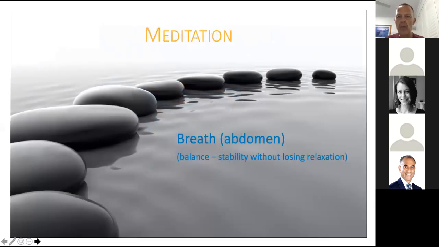So again, we'll begin with a meditation. So we'll go back to the practice we did in the last session. That is the breath practice, mindfulness of breathing, focusing on the area of the abdomen. Again, this is very conducive for improving stability of attention, but without, of course, losing relaxation, keeping that as the basis. So we'll do that practice again.